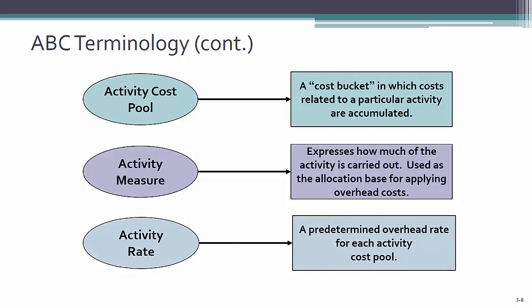Finally, an activity rate is a predetermined overhead rate in an activity-based costing system. Each activity cost pool has its own activity rate that is used to apply overhead costs to cost objects. Activity rates are calculated by dividing the overhead cost in a pool by how much of the activity is carried out in the pool.